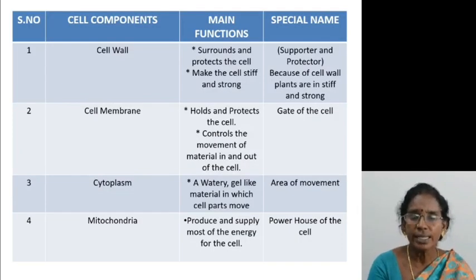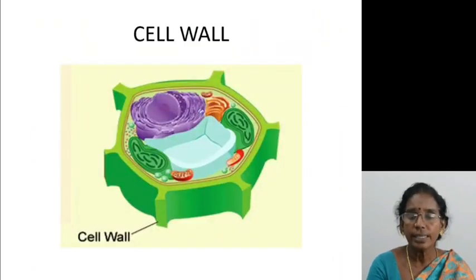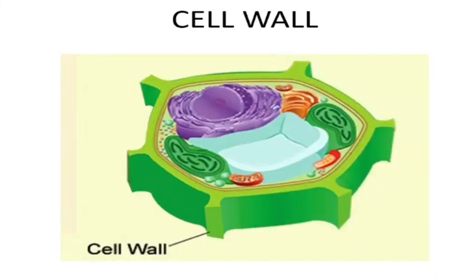The first one is the cell wall. The cell wall surrounds and protects the cell. The cell wall supports and protects the cell. It makes the cell stiff and strong. The cell wall is present in the plant cell only. Its special name is supporter and protector of the cell. So because of the cell wall, the plants are stiff and strong.